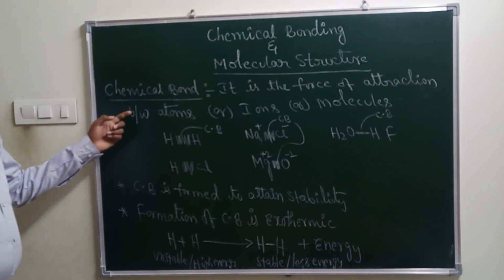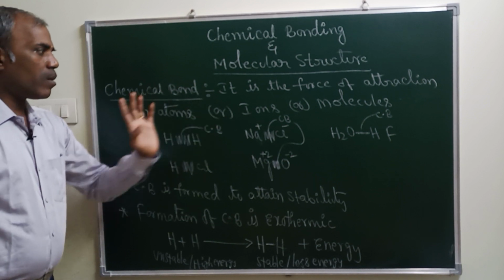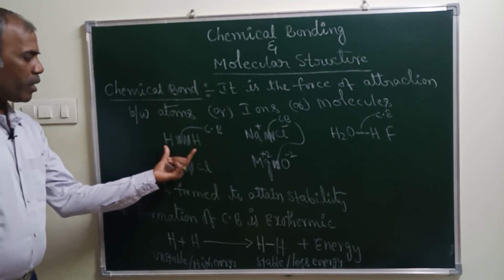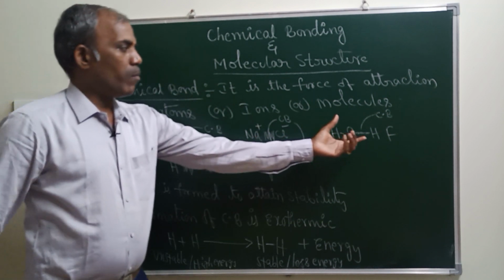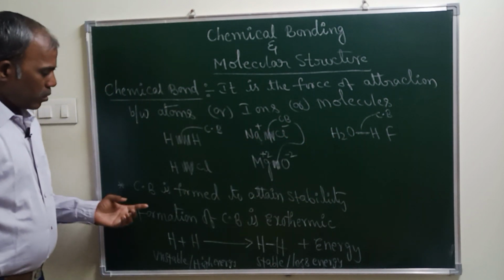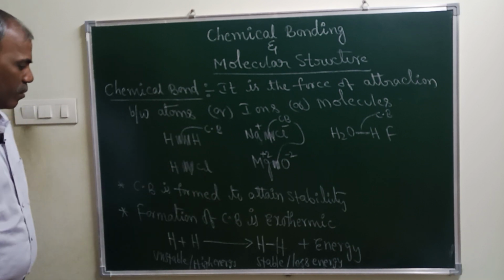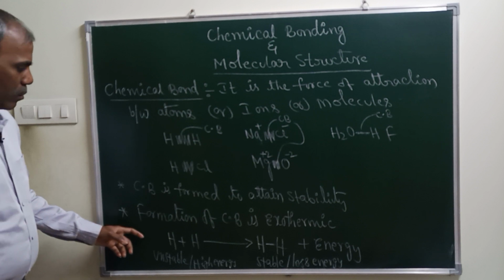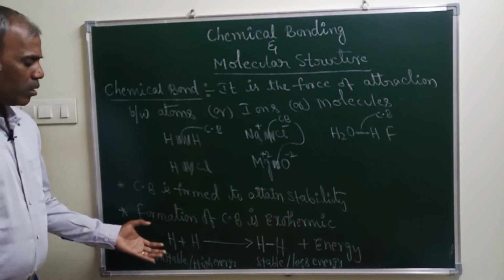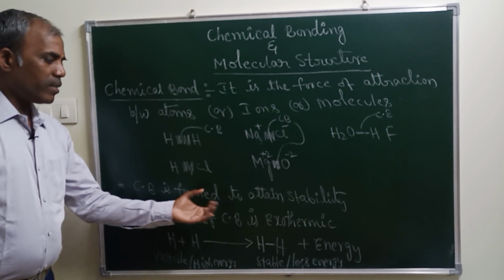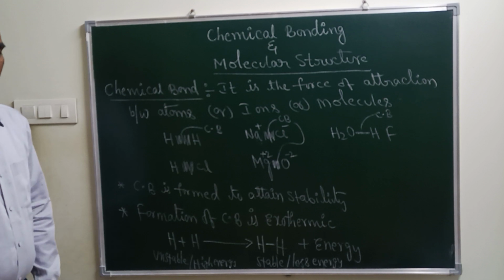So I repeat, students, chemical bond is nothing but the force of attraction between atoms or ions or molecules, between the same atoms, different atoms, ions and molecules. Chemical bond is formed only to attain stability. Formation of chemical bond is an exothermic process, meaning while forming the bond they release energy, that is why exothermic.